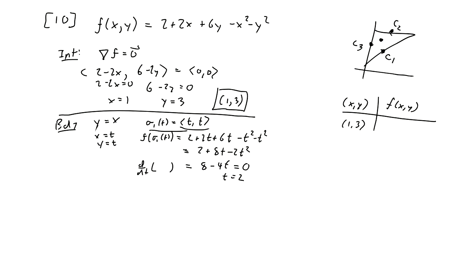So the point xy is 2, 2. And we add that to the list. So sigma of 2 is 2, 2. Oh, it's like 1, 2. No, it's meant to be 2 comma 2. Okay, that was C1.